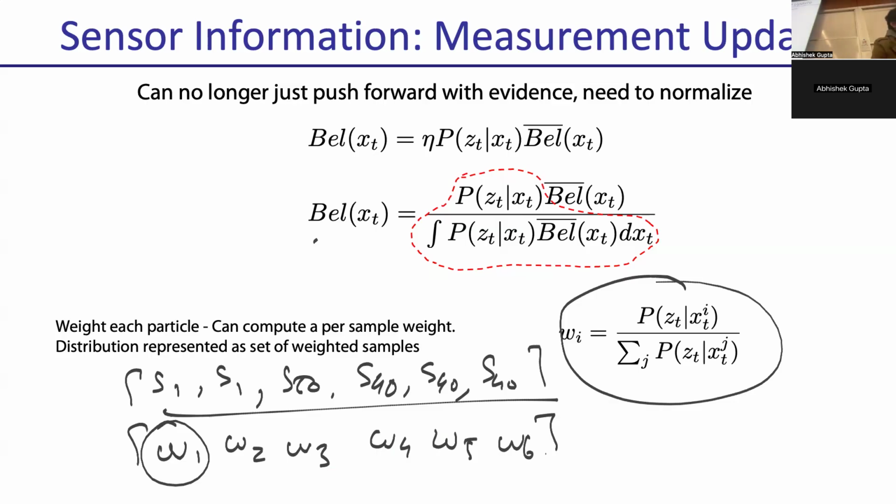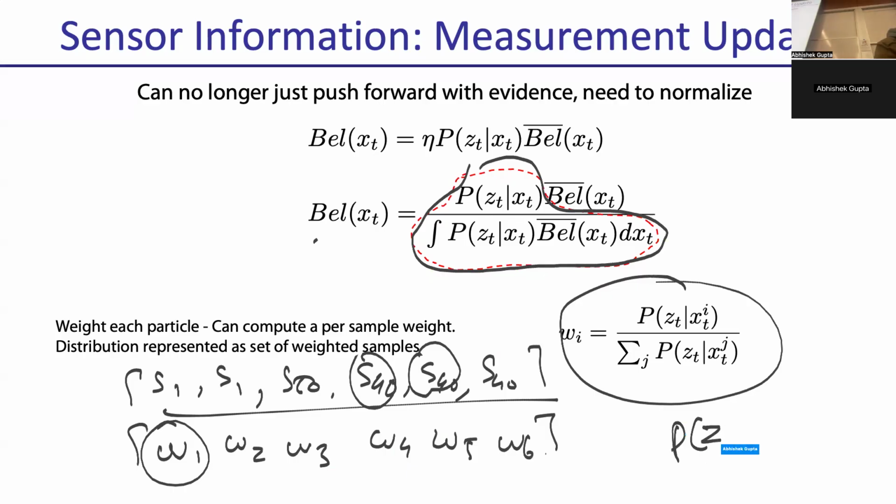which, if you look at the belief update, is kind of the same as this thing. If you think of an integral as a sum, the intuitive way to think about this is, let's say S40 was the most likely measurement. Then P of Z given X for S40, when X is equal to S40, will be the highest, which means that the weights for S40 will be the highest. So if I have something with high weight, that means it has high likelihood.